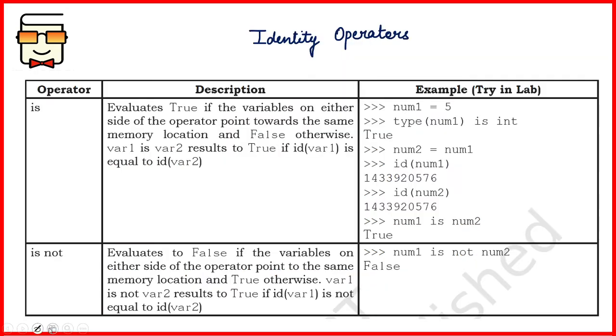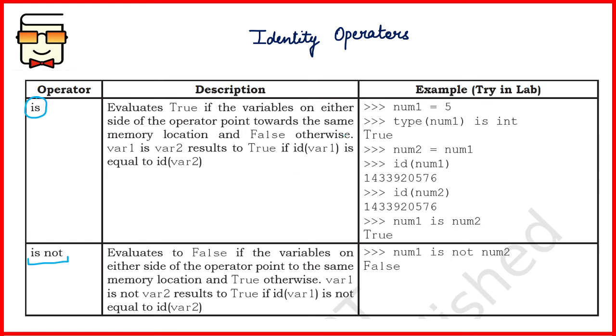Now coming to identity operators, there are two identity operators. The first one is called is, and the second one is called is not. This identity operator checks whether the two variables or objects are the same, that means whether they point towards the same memory location or not. If the two operands being tested point to the same memory location, then the result would be true, otherwise it would be false.